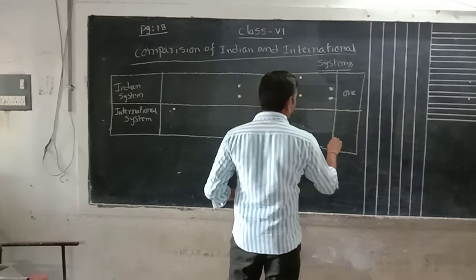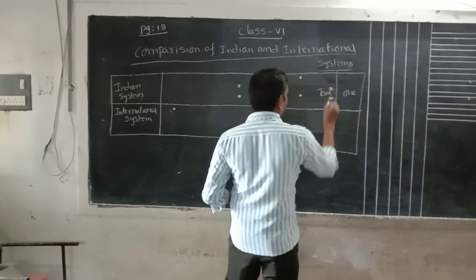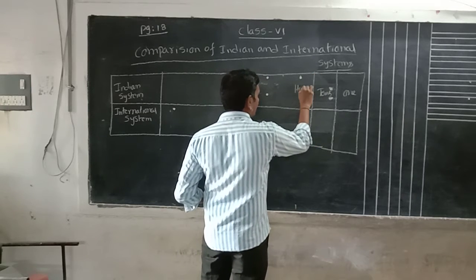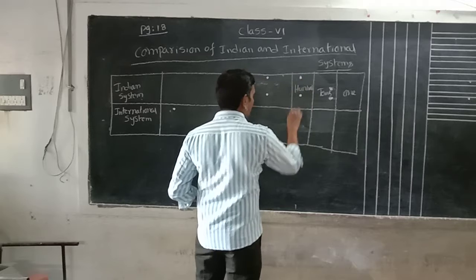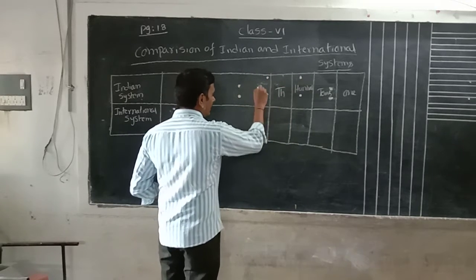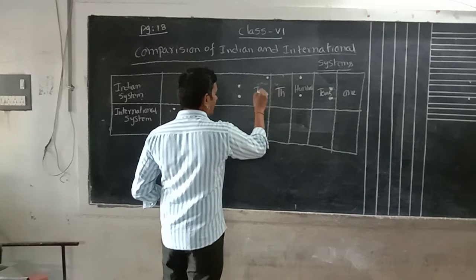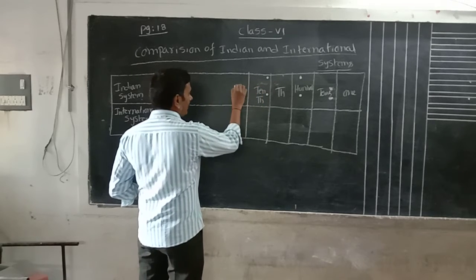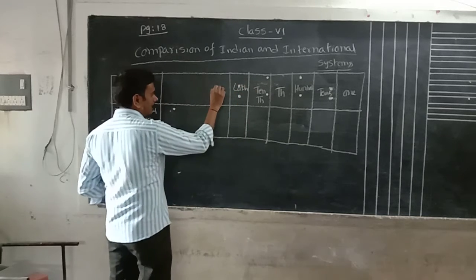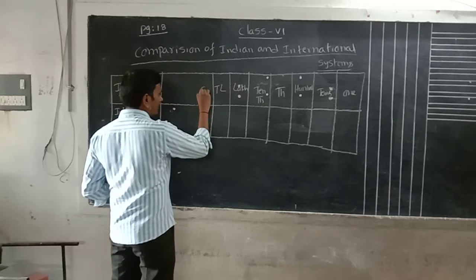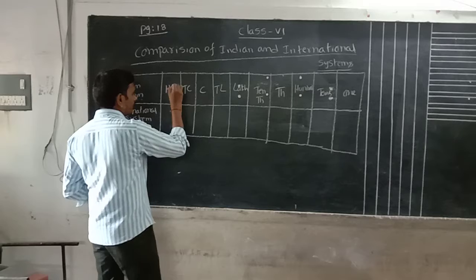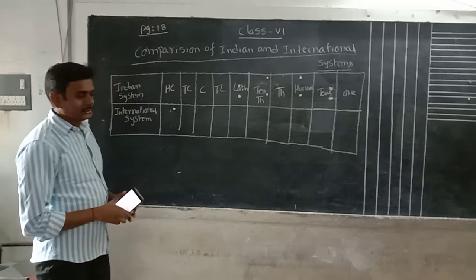Once, later tens, later hundred, later thousand, 10,000, lakh, 10 lakh, crore, 10 crore, 100 crore. Okay, what is the Indian system?